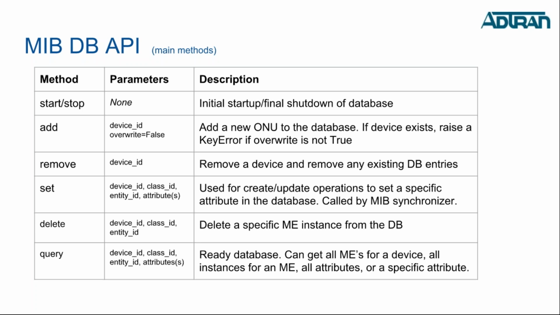But that's actually more the MIB synchronizer state machine responsibility. Then obviously there's delete and query capabilities. The queries would be mostly used for either getting entire device information, or if you wanted to get an entire class, such as the T-Cont, in case you need to find a free entity ID, you can request what level you want. And pretty much all things return as a dictionary. And if this goes external in a different container, we can always change that to JSON as needed.